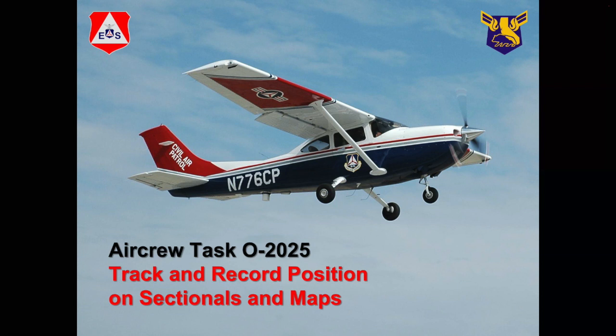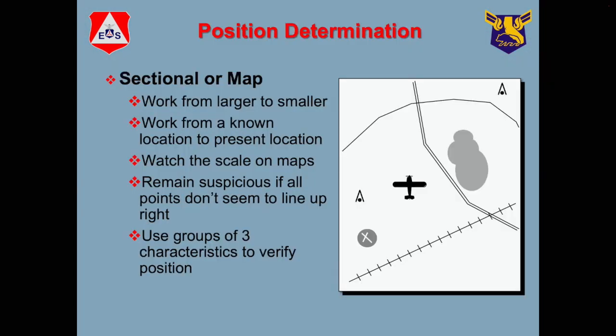Okay, great. So back to track and record position on sectionals and maps. Position determination, sectional or map. So we work from larger to smaller. We work from a known location to a present location. We need to watch the scale on the maps, and we need to remain suspicious if all the points don't seem to line up right. We typically use 3 characters to verify position.